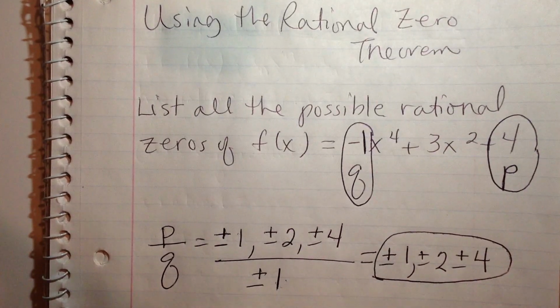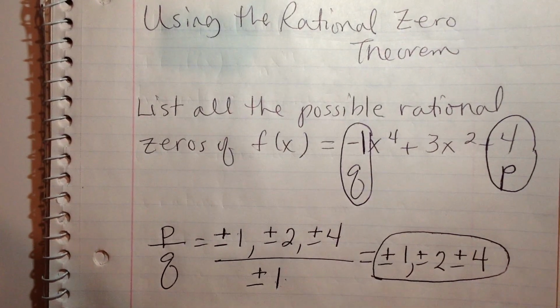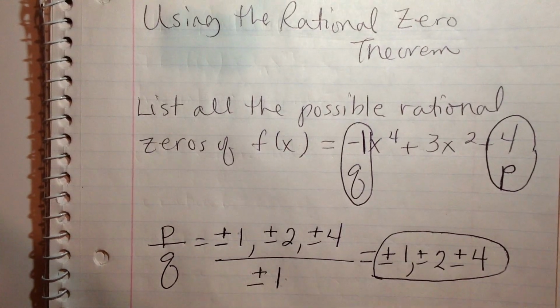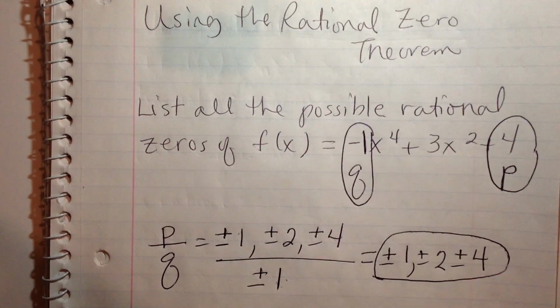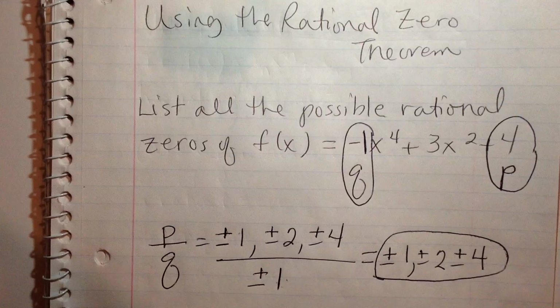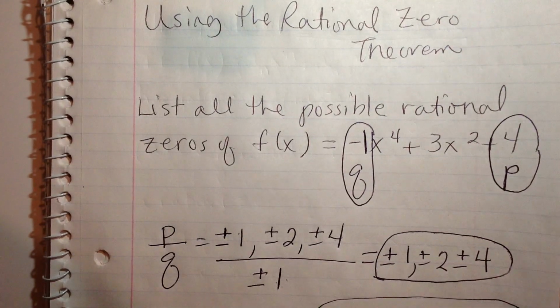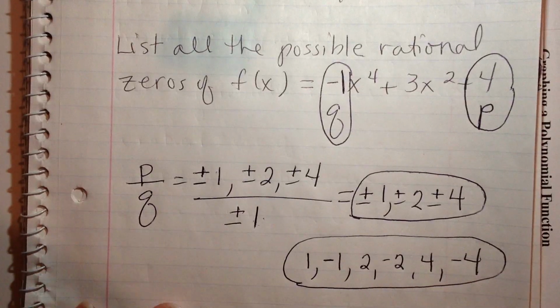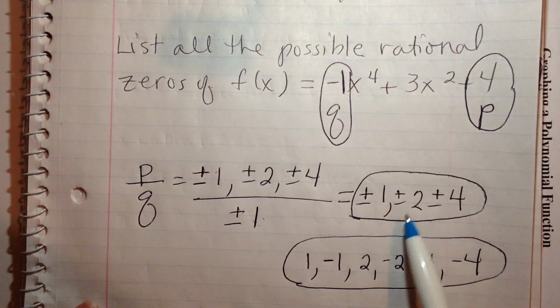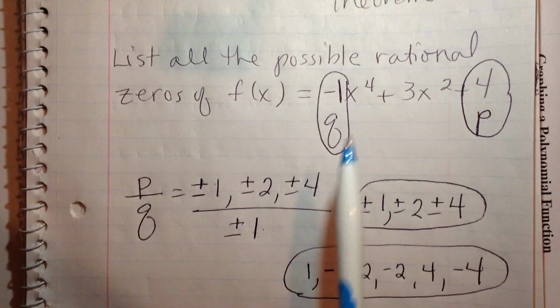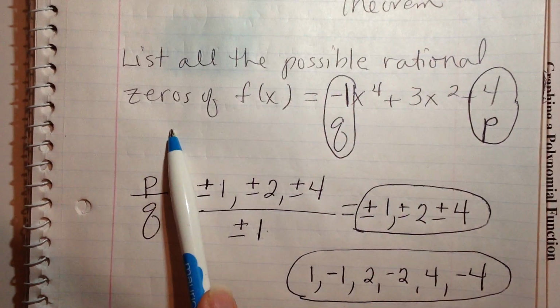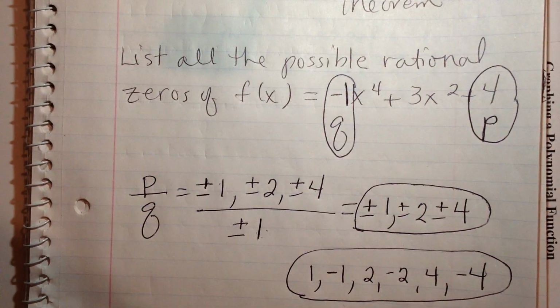Now, you may have to write them out individually on the online homework. You may have to write positive 1, negative 1, positive 2, negative 2, positive 4, negative 4. You will just have to see which way the online homework will accept your answer. But you end up having 6 possible rational zeros. All right, let's look at another example.